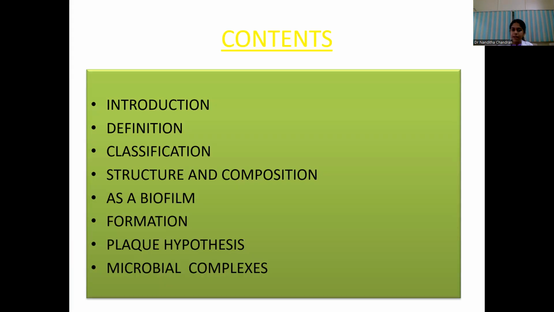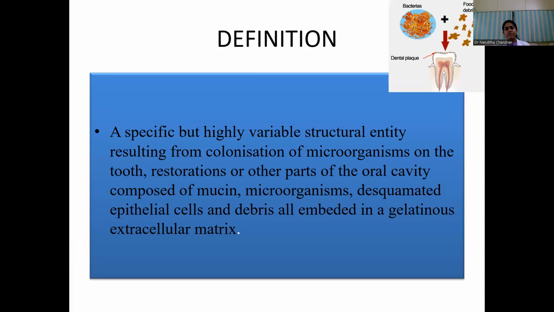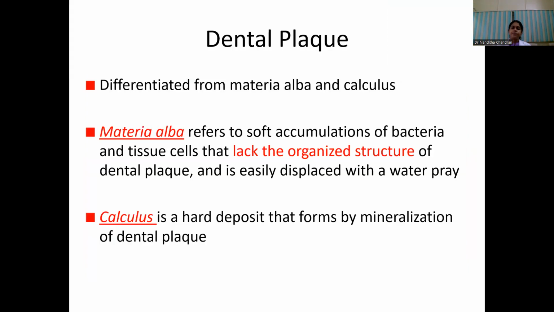So, going into dental plaque. What is dental plaque? Dental plaque, to define, is a specific but highly variable structural entity resulting from the colonization of microorganisms on the tooth, on the restorations, and other areas of the oral cavity, composed of mucin, microorganisms, debris, desquamated epithelial cells, all embedded in a gelatinous extracellular matrix.